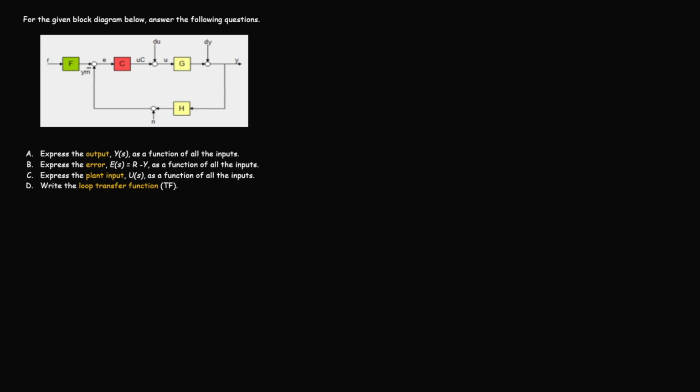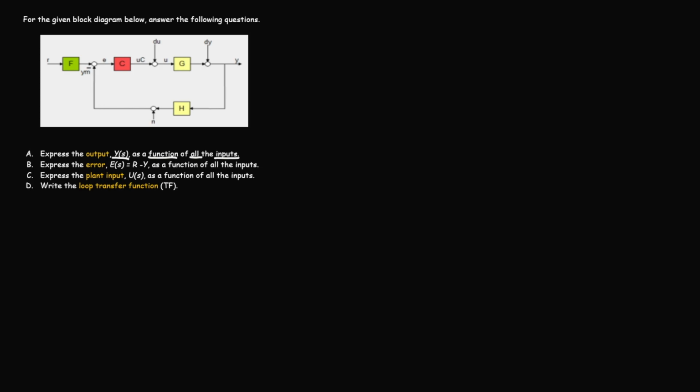So in this problem, we're given a feedback block diagram that is shown below, which has a pre-filter, a controller, a plant, and a sensor, along with two different types of disturbances, which are du and dy, as well as some noise n. And in part A, we are asked to express the output y of s as a function of all the inputs. So now getting started with part A here.